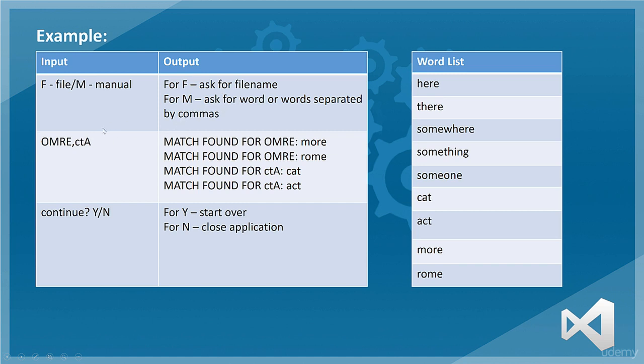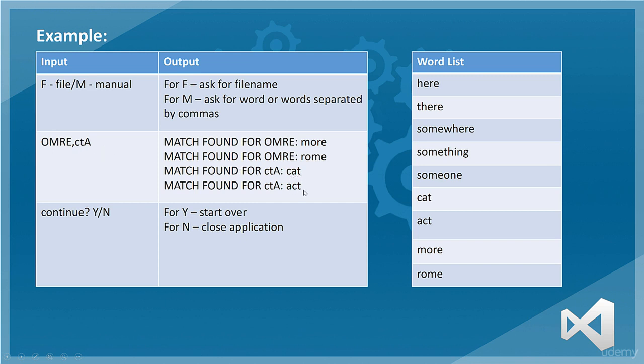So then when you put in the words, either through a file name or, in this case, manually, we're going to match these words against the word list. So in this case, we have OMRE, all capital letters. As you can see, we're matching it against two words that we have in our word list. So more and Rome. And make sure that you notice that it is case insensitive. And then for CTA, we match it with cat and act.